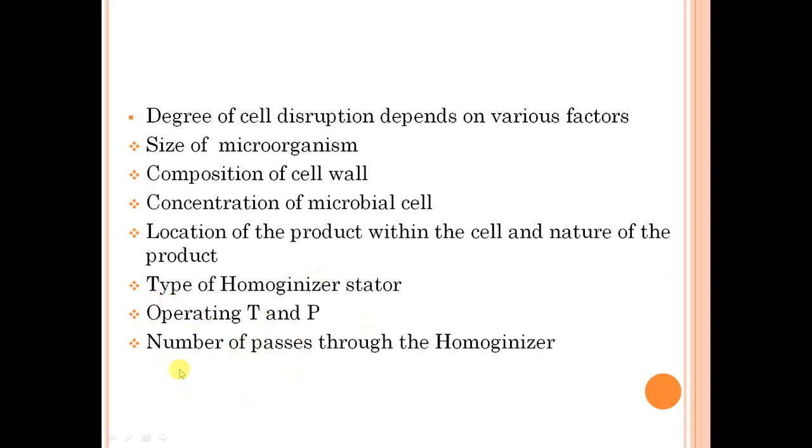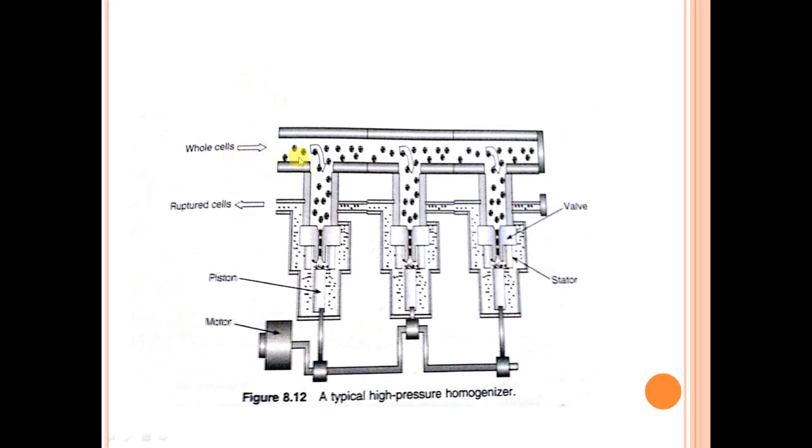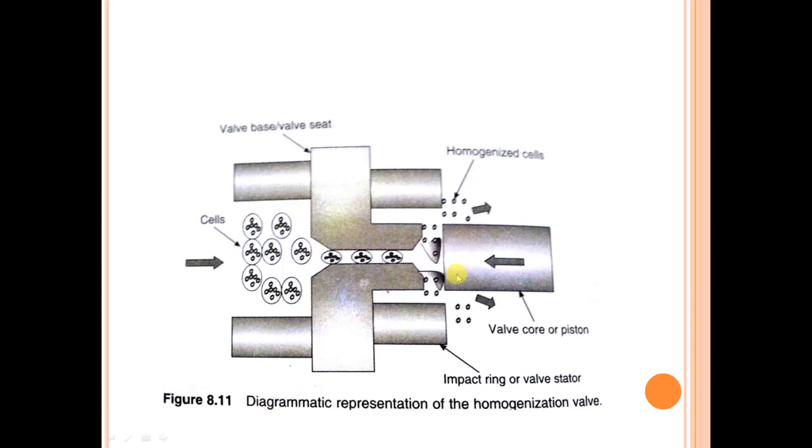So this is what I was highlighting, the number of passes. That means in this particular system, I will send the whole broth once and I'll get ruptured cells once. If I'm doing this only once, it is one pass. It is easy to explain in a batch system. If I'm sending it once and getting the products once, it is one pass. If I'm sending it again and again, rupturing the same cells, what is ruptured in the first cycle is sent back again, ruptured again and released, then it is two passes. Again sent back and released, three passes.